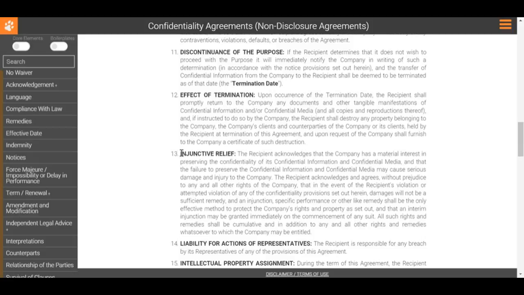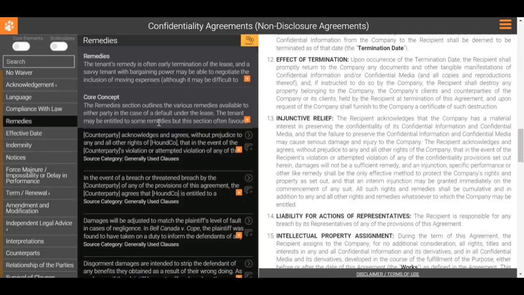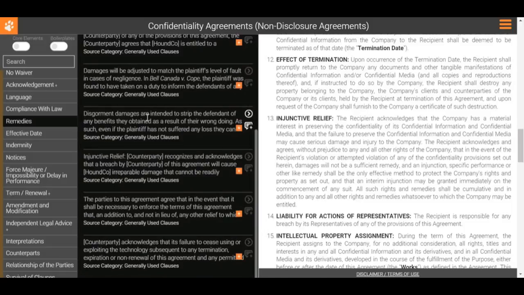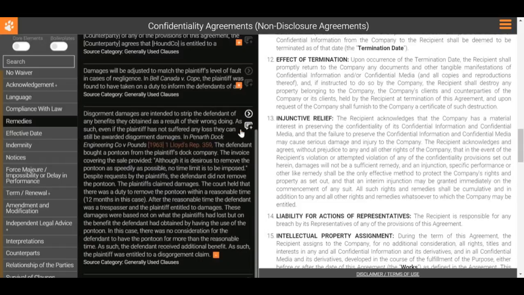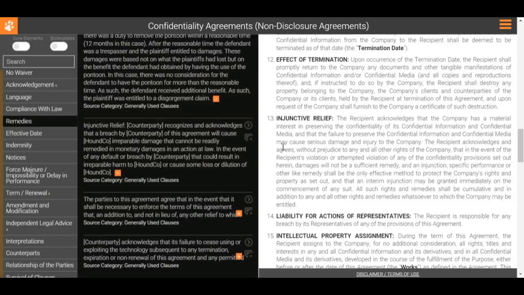Within this sample agreement, you'll see that we've included an injunctive relief clause. We've also included a clause that requires that the recipient is responsible for breaches by any of their representatives. The knowledge panel of our site also provides other remedies that could be used or drafted into the agreement, if appropriate, as well as case law and commentary on these points.